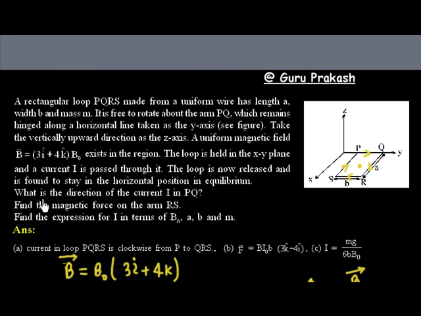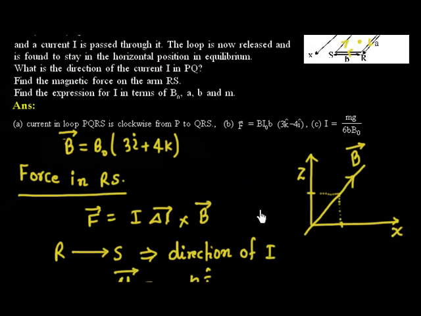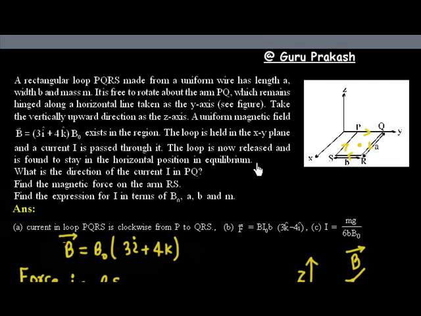If you see, what is the direction of PS? That is minus i. If you take I delta L cross B, so the I vector will be here. Let me explain. Okay, let us calculate the force in SP. So what is the vector SP? What is the delta L for SP? This length is a, and this is going in the minus X direction. So this is minus a i.